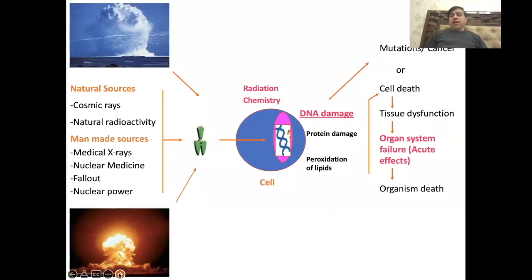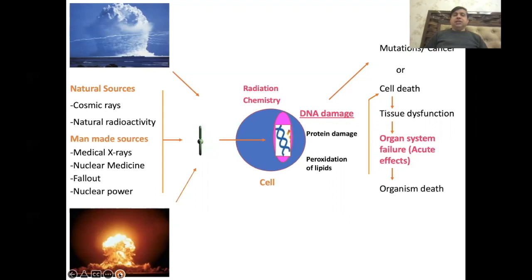So we all know there are two broad classifications of the sources of radioactivity. The first source is natural sources, like fossil fuels and radioactive materials. We know that the core of the earth contains radioactive materials, so definitely we get background radiation 24 by 7. These are called natural radioactivity.